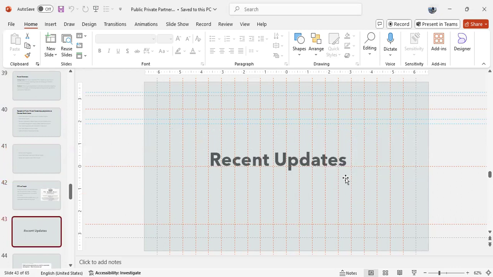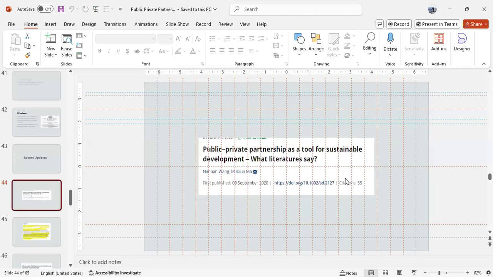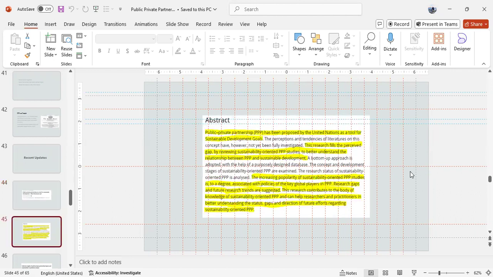Recent updates. Public-private partnership as a tool for sustainable development: what literature says. This article was published in 2020. Public-private partnership has been proposed by the United Nations as a tool for sustainable development goals.